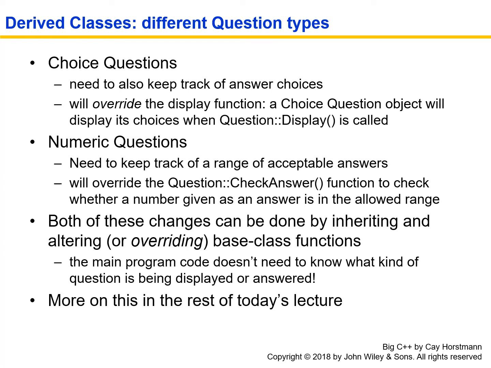But then we would have to create some derived classes. Choice would be a child class of question. ChoiceQuestion would need to also keep track of answer choices. So it's going to add data that stores its answer choices, and it's going to override the display function. Okay, a choice question object will display its choices after the question text when question display is called.